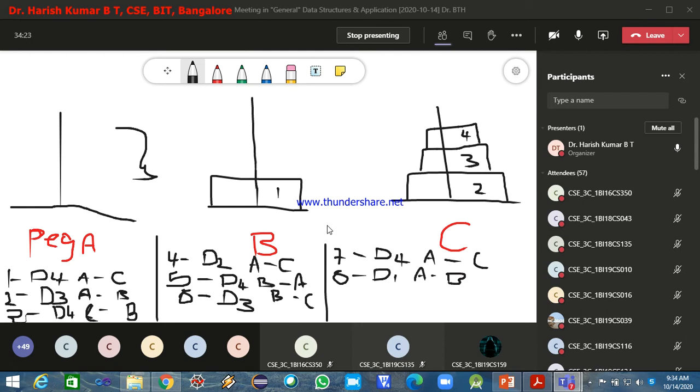So this process should complete when? In 15 moves. The minimum moves required is 15. Yeah, what is the next move? See, D4 to A. Yeah, this one I should have here. Okay, in the ninth move, D4 to A. Sorry, C to A.